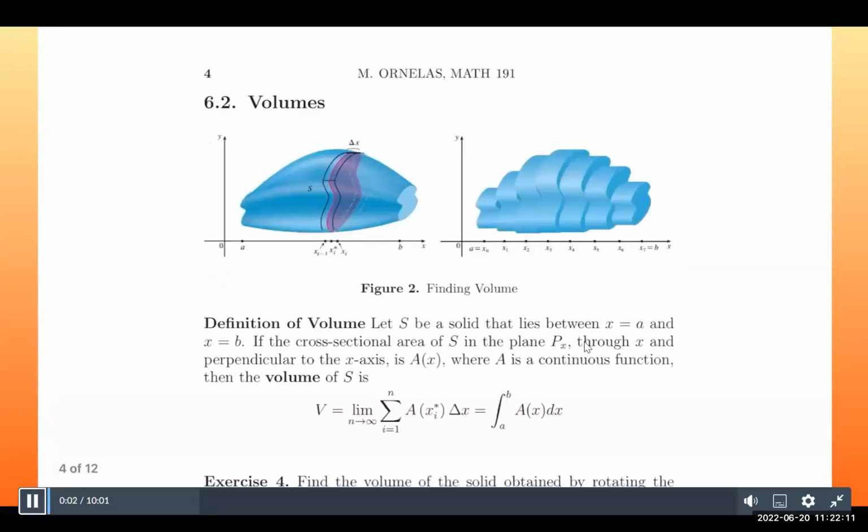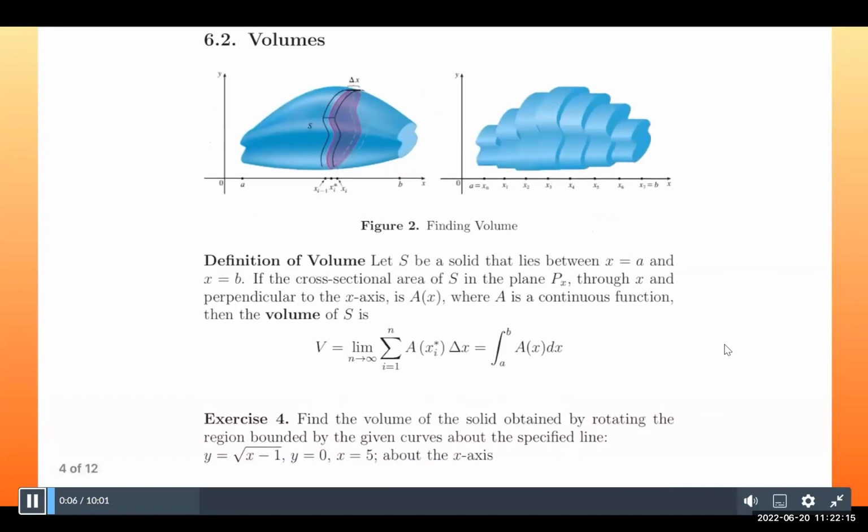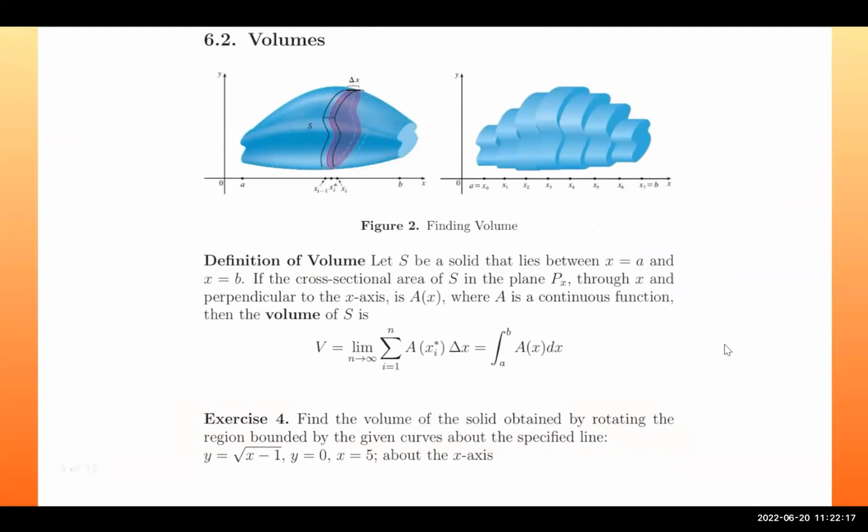This is section 6.2, volumes. So it's very similar to the previous section. This time this is a solid. So if you look at the cross section, it's going to have a thickness, which would be our delta x, and then it's going to have a surface area. That's going to be the area of the cross section. So here it is, the area of the cross section times the thickness is the volume, and this Riemann sum can be written as an integral.